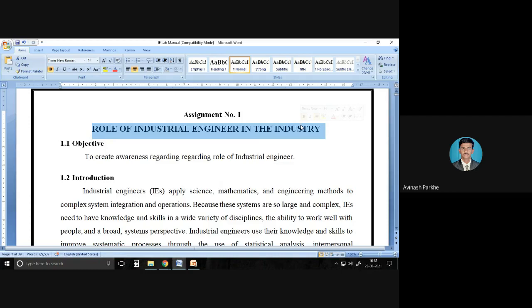because of whatever 3 chapters we have discussed up till now related to method study and work measurement. So what is meant by method study? As I have discussed, you have to eliminate all the unnecessary operations.